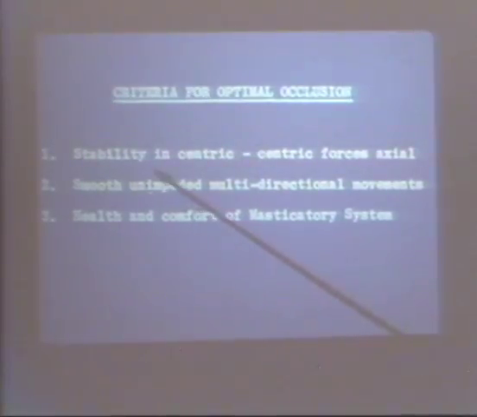Number one, stability in centric with RC and IC forces directed in an axial manner. Number two, the patient with his teeth together should be able to have smooth, unimpeded, multi-directional movements. Any restoration which you put in the mouth should be comfortable, and if it is comfortable and fulfills these other criteria, it will help to promulgate health of the masticatory system.